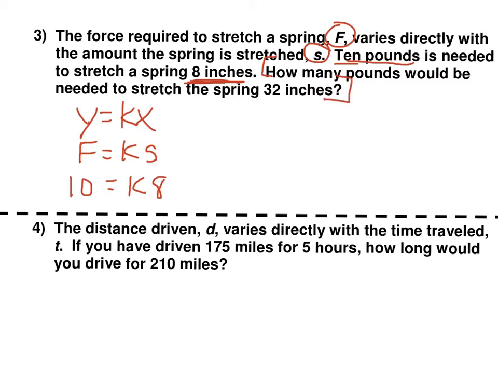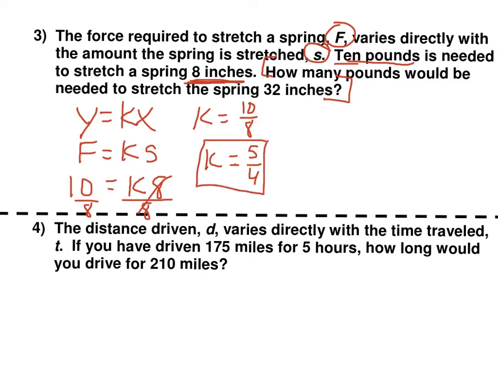So the first step is to find K. I need to divide both sides by 8, and then I get K is equal to 10 over 8. Then we need to reduce that. If I divide by 2, I get 5/4. So that's my constant, that's what K is, my constant of variation.